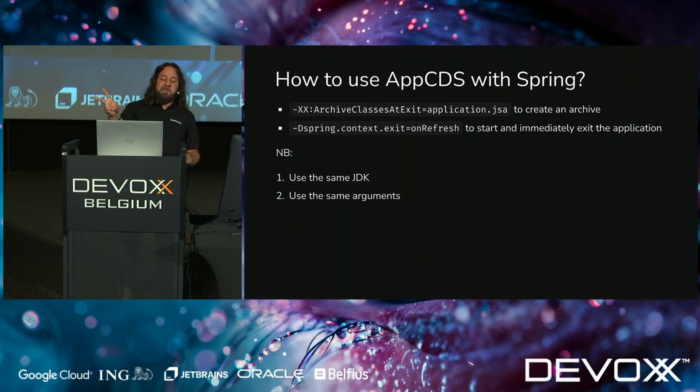There are a couple of caveats. First, we have to use the same JDK. It means that we cannot, I don't know, create an archive with Temurin and then reuse this archive on Liberica. It won't work this way. You have to use the same JDK. The second, you have to use the same JVM arguments, which is an important part. You cannot change settings of your garbage collector. It suddenly changes your class path, and all the behavior is different, and the JSA archive is not applicable anymore.